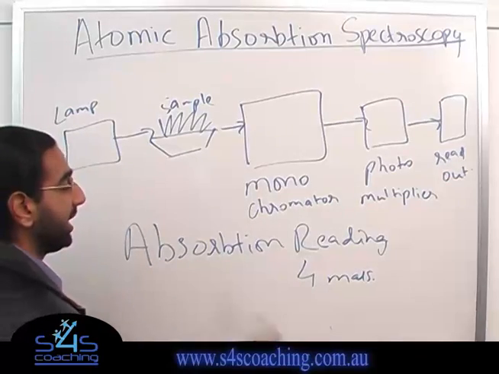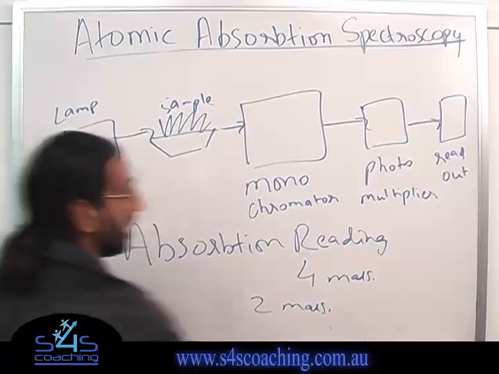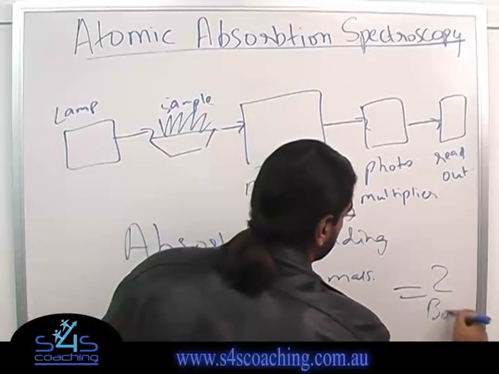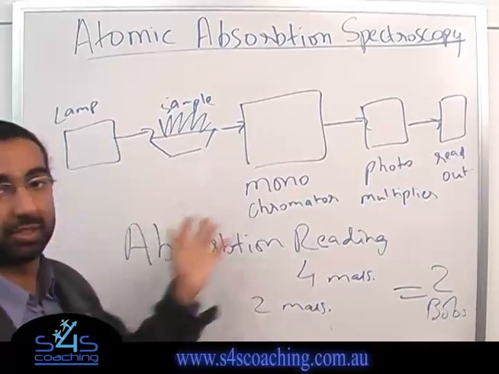So if you know that each Bob eats 2 Mars bars, and there's 4 Mars bars missing, then you know that there were actually 2 Bobs in the room. So that's what you need to do. You need to calibrate this.